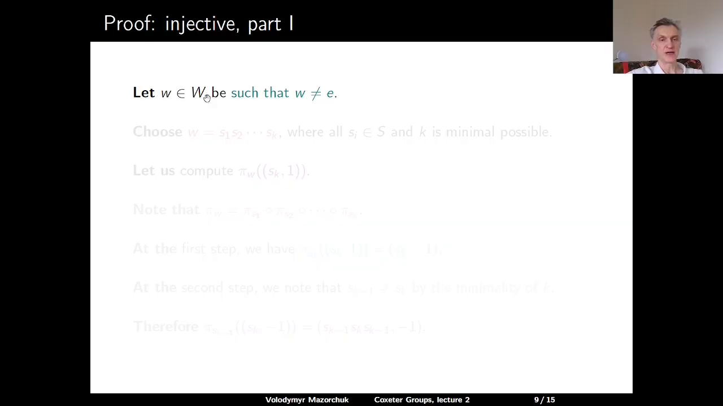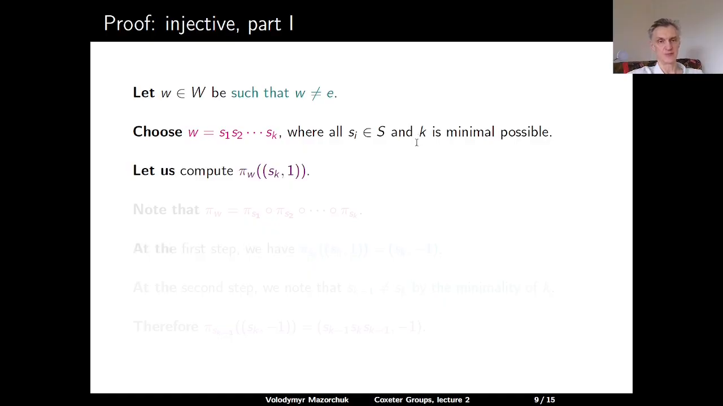So let w be an element in our Coxeter group which is different from the identity. Choose the so-called reduced expression for w. Let us write w as a product of generators in the shortest possible way. So w is s1 times s2 times and so on times sk, where all si's are generators and k is minimal possible. Let us compute pi w applied to (sk, 1).